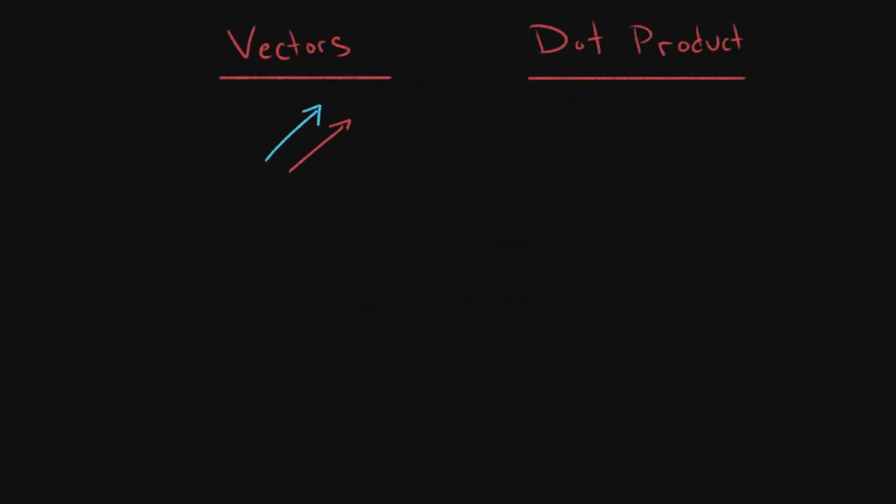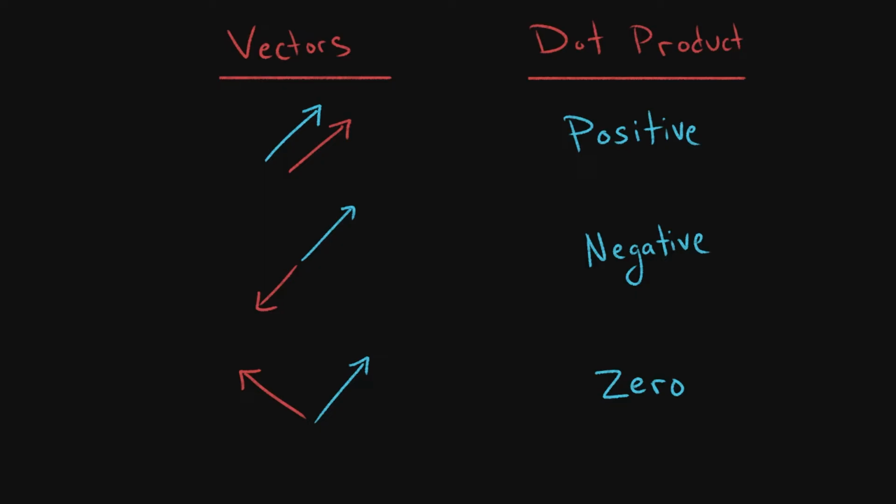If they're facing the same direction, the dot product will be positive. If they're facing away from each other, the dot product will be negative, and if they're perpendicular to each other, the dot product will be 0.